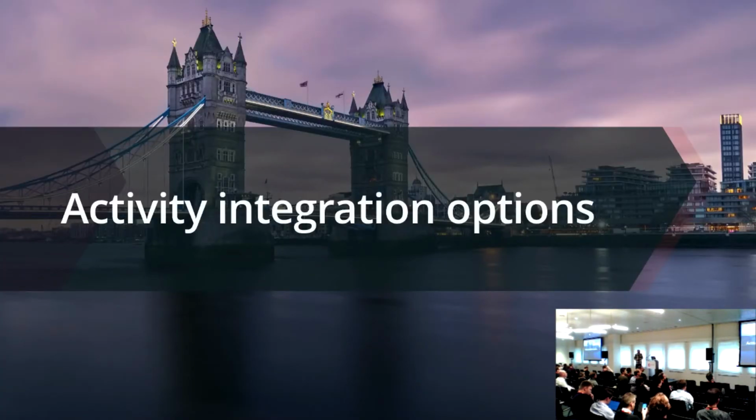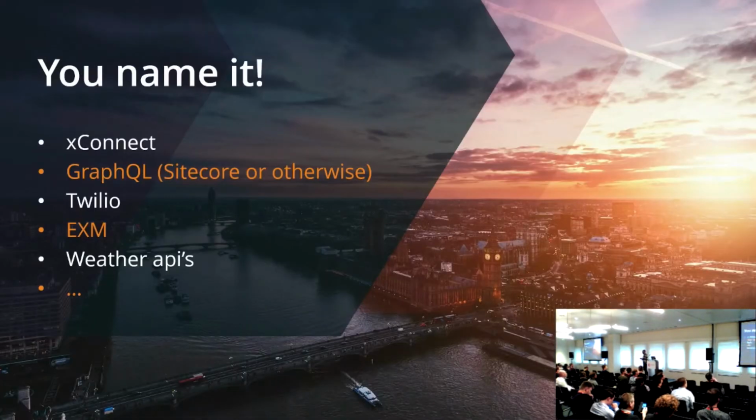So there's integration options here, right? You can come up with any ideas or any kinds of activities that you might think of. So what sort of thing could you do? We can talk to XConnect. We can go off and get the facet information from the user. We could talk to GraphQL, Sitecore's GraphQL, or someone else's GraphQL. We're running in C#. We can inject these things, so there's no real limitations there. You can talk to Twilio. You can send SMSs and emails that way. You can send through EXM.